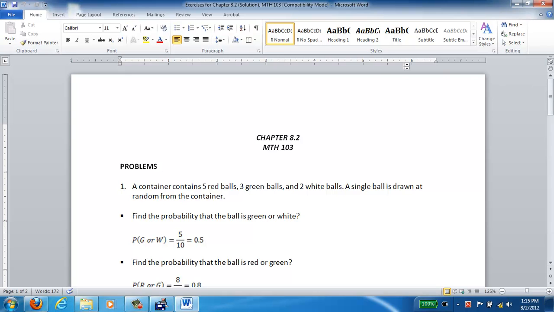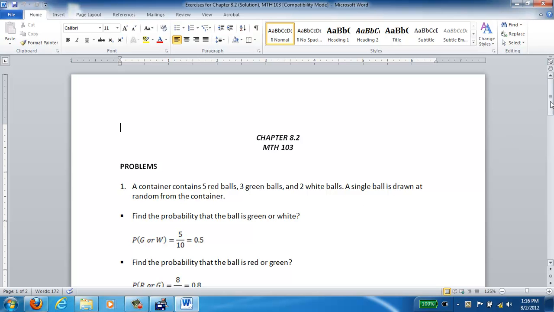So we have 3 green plus 2 white, 5 balls, so 5 out of 10 because we have a total of 10. So the probability is 0.5. You don't have to do anything with combinations for this problem because you just draw a single ball.